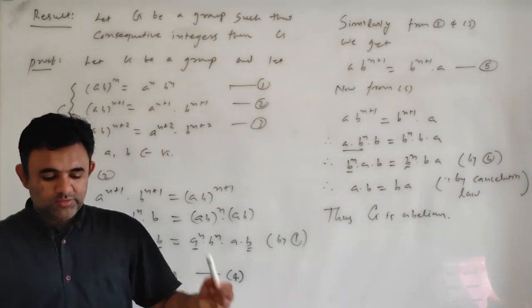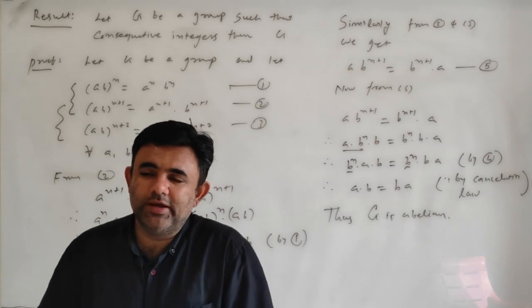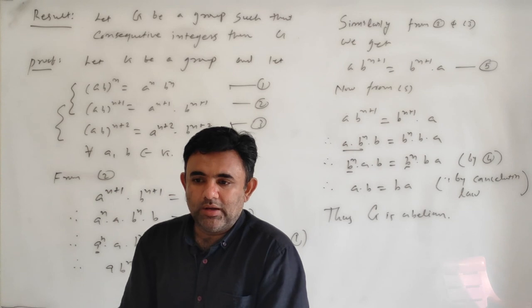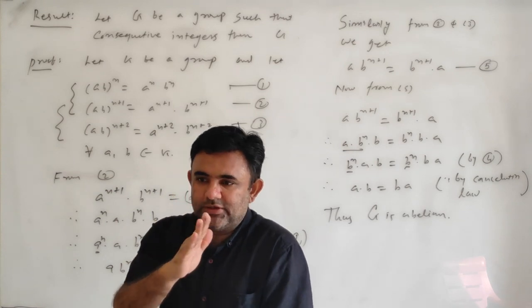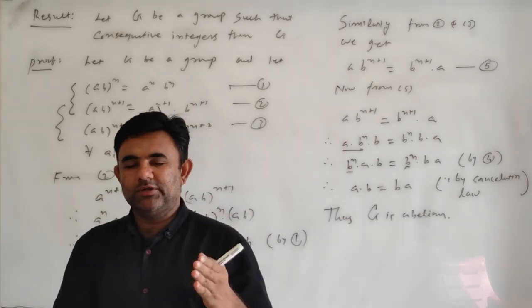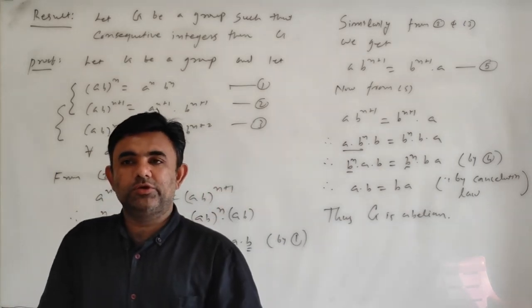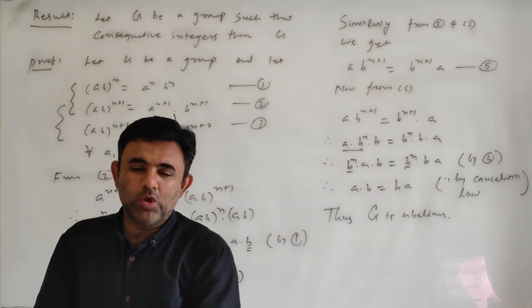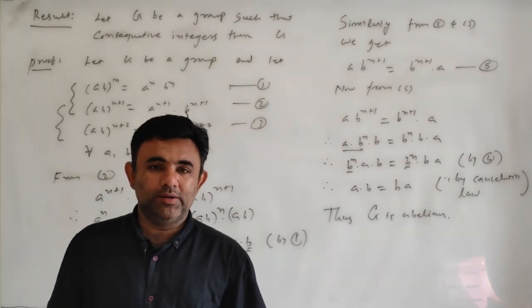So this result says what? If you have any integer, and corresponding to that integer you look at the three consecutive integers, and if you distribute those three consecutive integer powers to every element, then your group will be abelian.